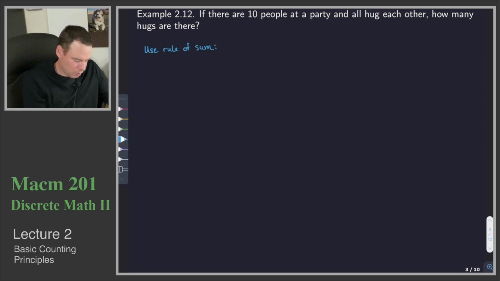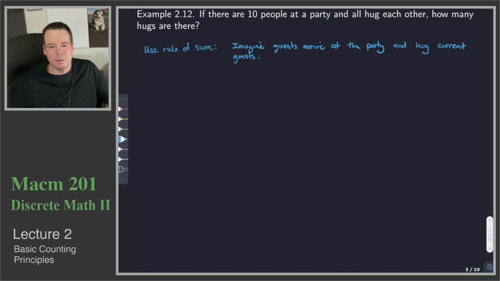So the way we're going to do it is we're going to imagine that guests arrive at the party and they hug the current guests. So a hug will take place as a new person arrives. They hug all of the people that are currently at the party, and then they join the party members. And subsequently a new person will arrive. They'll hug all the party goers. And so that's how we're going to count them.